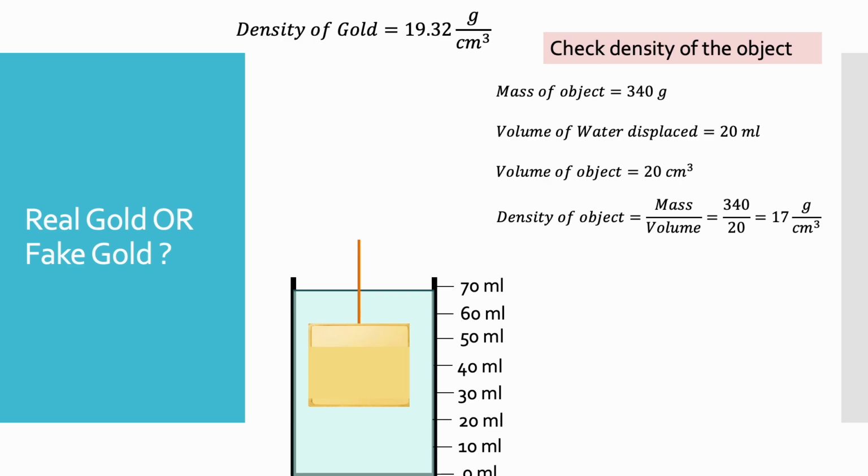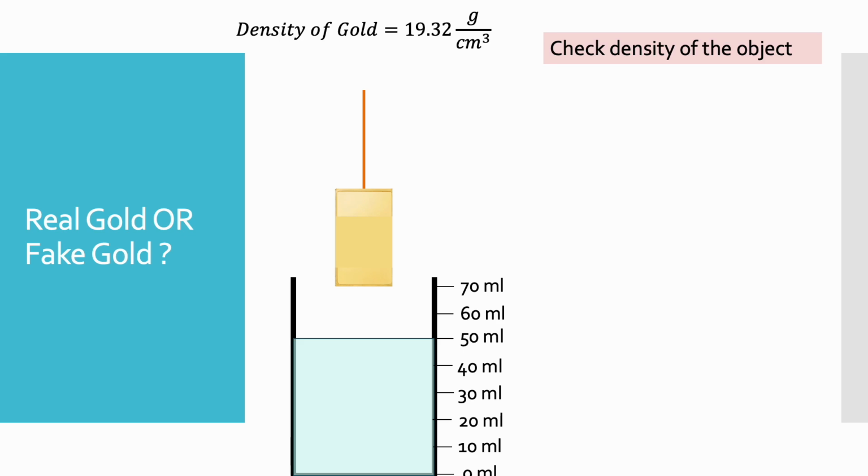Now remember, real gold has a density of 19.32 grams per centimeter cube. This object is quite a bit less dense than real gold. That means that this object cannot be made of pure gold. It's either fake or mixed with other lighter materials. The conclusion is, this is not real gold based on its density.